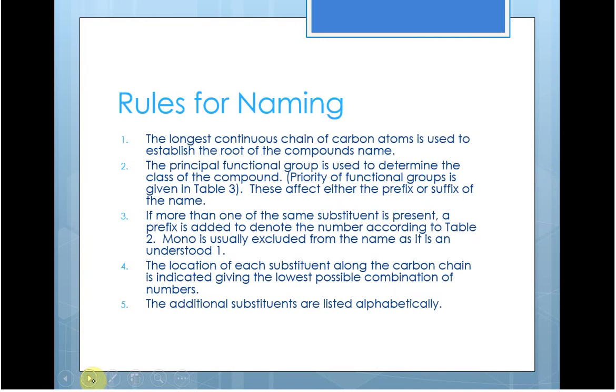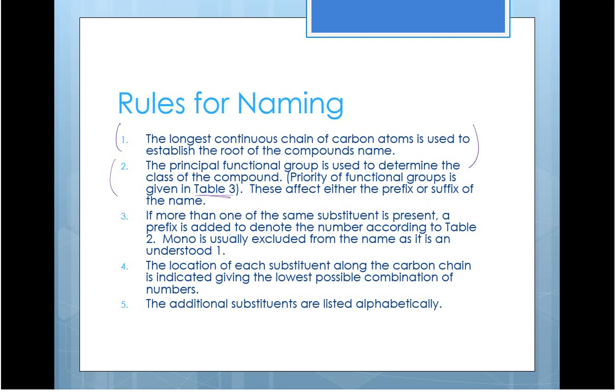Now when you're naming, remember that you're going to look for the longest chain of carbon atoms, and it may not be the way that you think. So always go through and make sure you're counting the longest chain. Then you want to use the highest priority to determine the prefix and suffix of the name. I tried to give those in Table 3 in your pre-lab, so keep in mind those are a good basis.